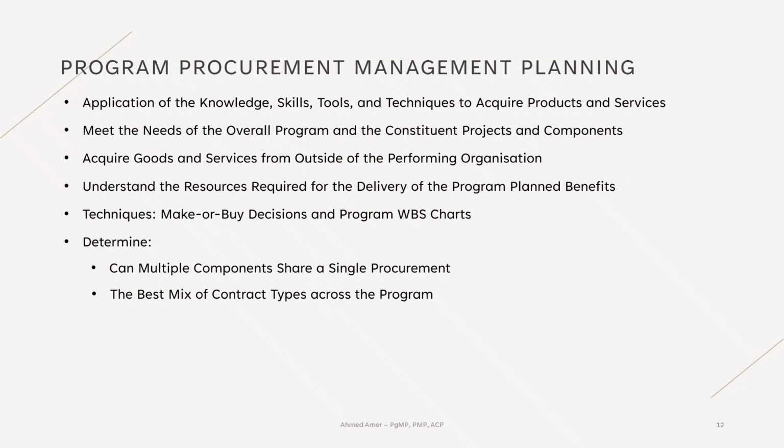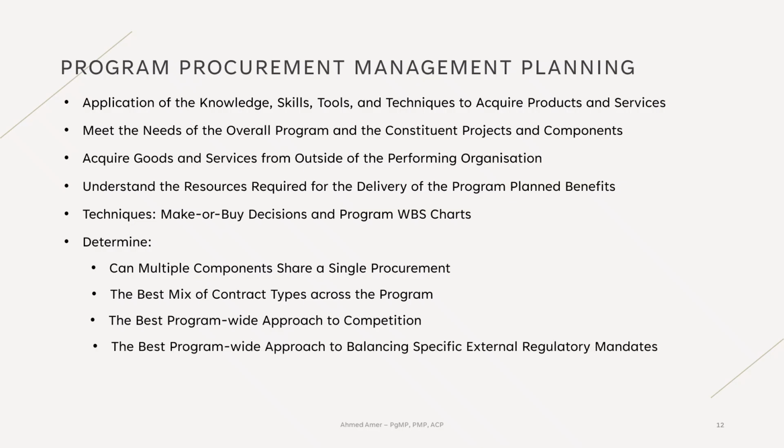At a component level, a contract type that seems ideal for one component, like a firm fixed price contract, might not be the best choice when viewed from the program level. Sometimes an incentive fee or cost reimbursable contract is better for the overall program strategy. The best program-wide approach to competition. For example, using a sole source contract in one area might be acceptable if other areas use full and open competition to balance risk and compliance.